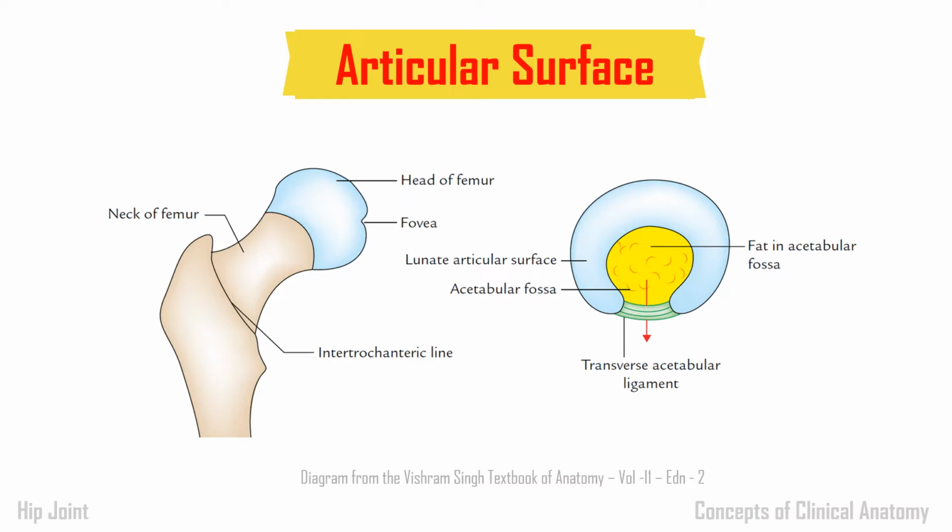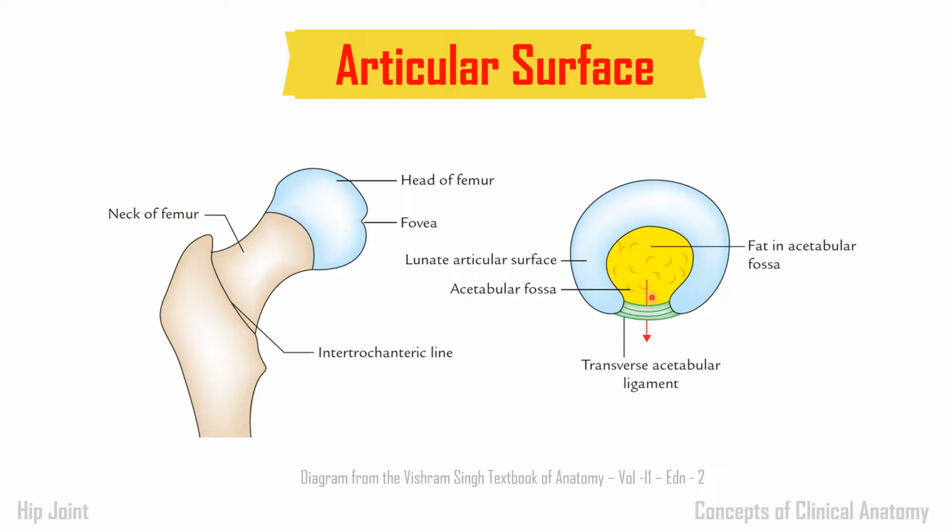So when we see the articular surface of the hip joint, in the femur, the head of the femur is completely articular except the fovea, which is a small dip in the head of the femur. The head of the femur is almost three-quarters of a complete sphere, which is covered by the hyaline cartilage, that is the articular cartilage.